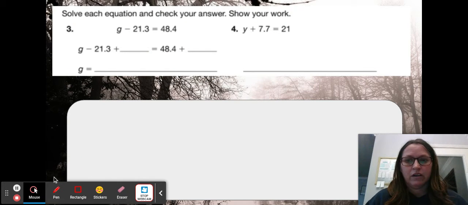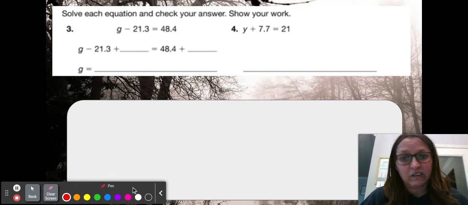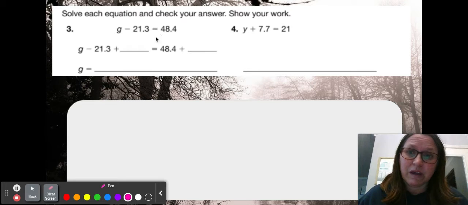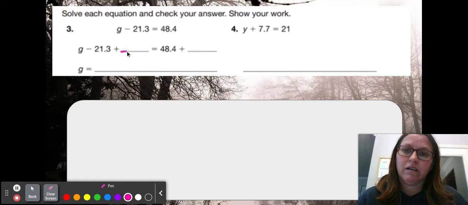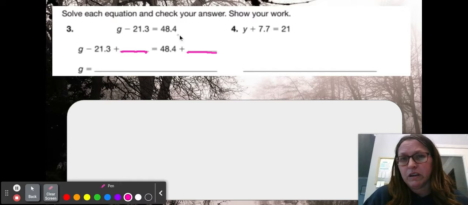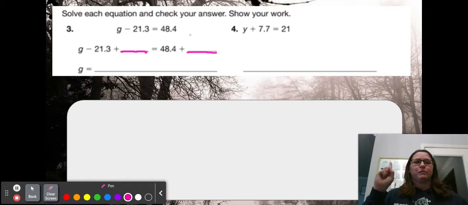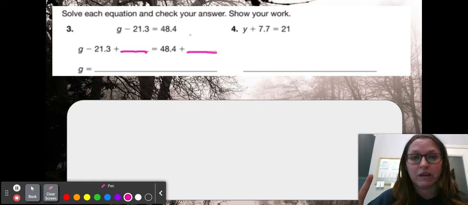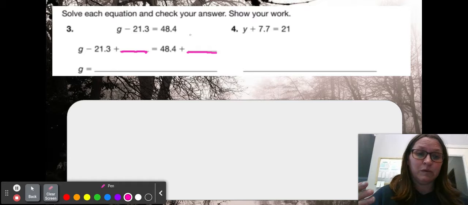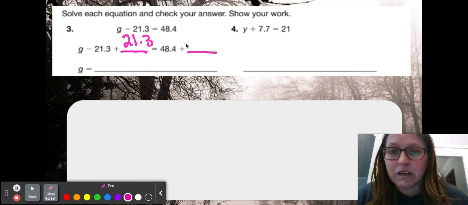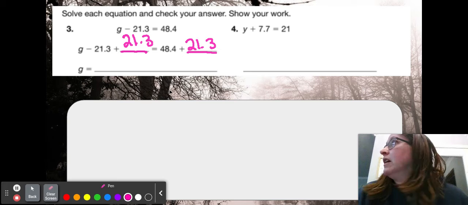Let's go to our next page. Right here, this is also pretty easy. Excuse my dog in the background. So if I have g minus 21.3 equals 48.4, these 2 lines right here are here because they want to see if you know what you're supposed to be doing. My question is number 1, what's my variable? My variable is g. What are they doing to the variable? They're subtracting 21.3. How do I do the opposite? I add 21.3 to both sides. They even put the addition sign right here, so I'm going to put plus 21.3 and 21.3.